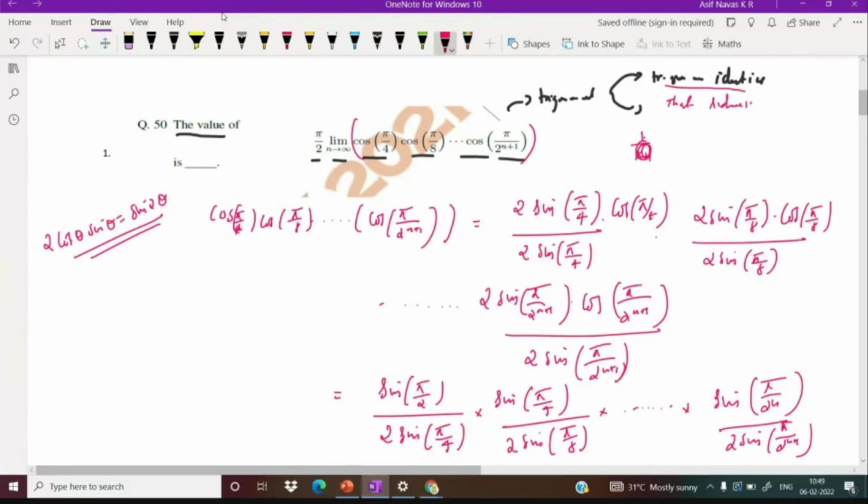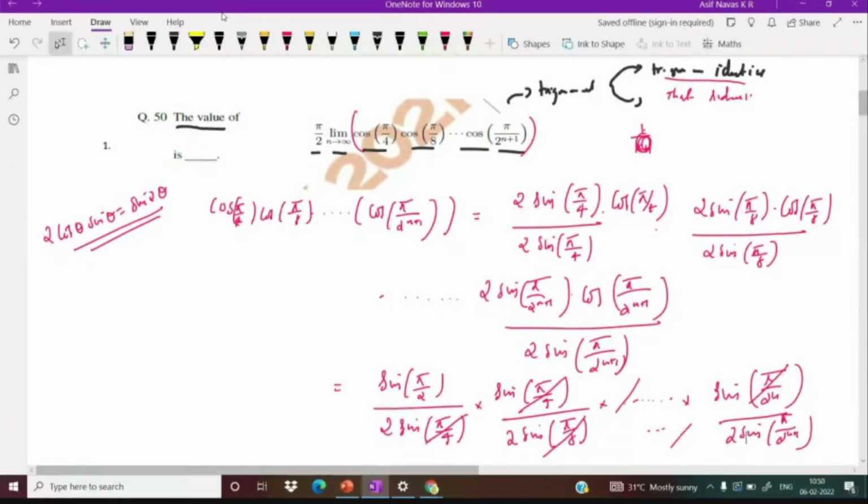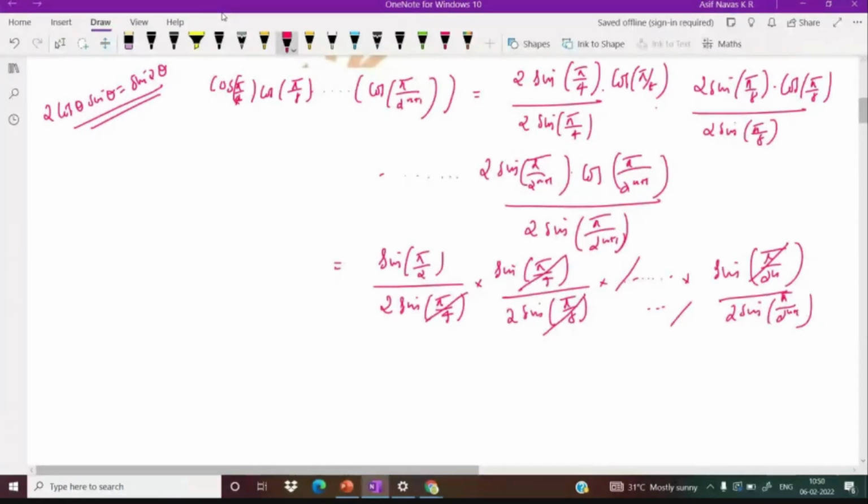Okay, so now you can cancel out those things. Sine pi by 4, sine pi by 4, sine pi by 8, sine pi by 8, etc. So why did we do this? If you have a question like this, you have to think about how to cancel out these terms and be left with one or two terms. Now this can be written as: sine pi by 2 is 1, right? So 1 by 2 into 1 by 2, all those things are 1 by 2, etc., into 1 by 2, into 1 by sine pi by 2 raised to n plus 1.